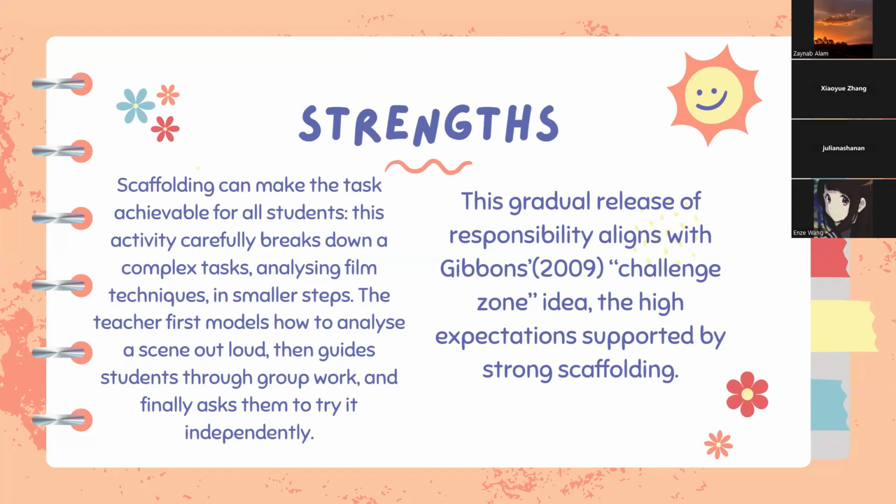Scaffolding can make the analysis of film techniques easier for students to understand through breaking down the complex tasks into smaller steps. The teacher first models how to analyze a scene, then guides students to do the analysis through group work, and finally asks them to try it independently. This means scaffolding can make the task achievable for all students, and the gradual release of responsibility aligns with Gibbons' 2009 challenging zone idea. The high expectations are supported by strong scaffolding.